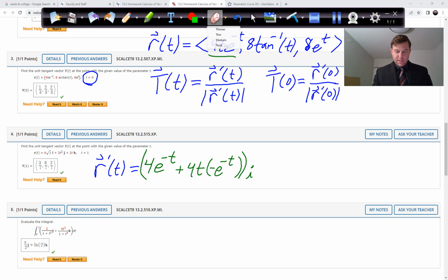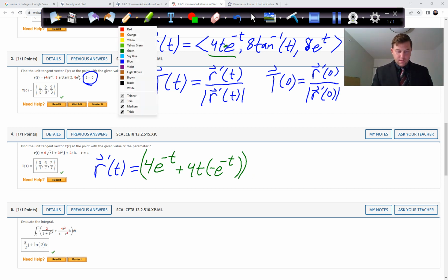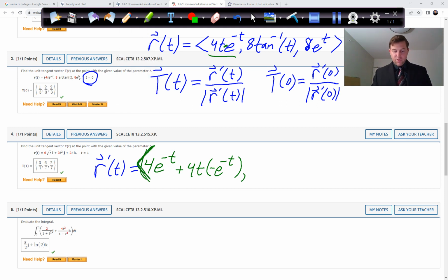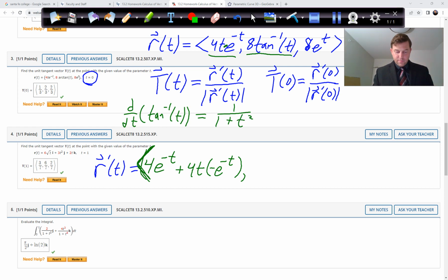Let me not write i's and j's and all that. Let me just write it in vector form. So let's call this just the vector. That's the first component. Okay, now this one is a little tricky. We have to maybe look up that the derivative with respect to t of arctangent is equal to 1 over 1 plus t squared.